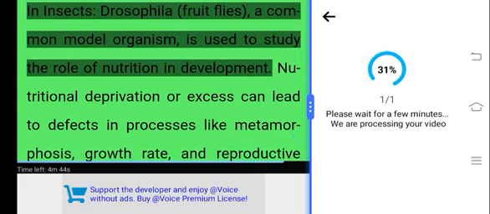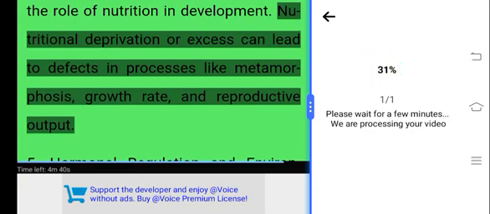In insects, Drosophila fruit flies, a common model organism, are used to study the role of nutrition in development. Nutritional deprivation or excess can lead to defects in processes like metamorphosis, growth rate, and reproductive output.